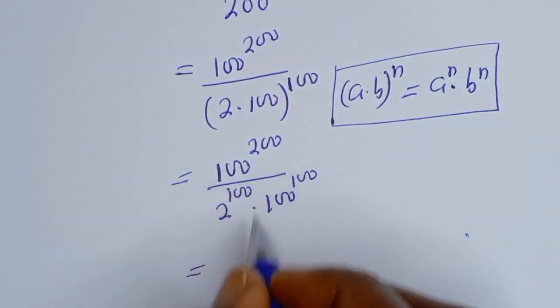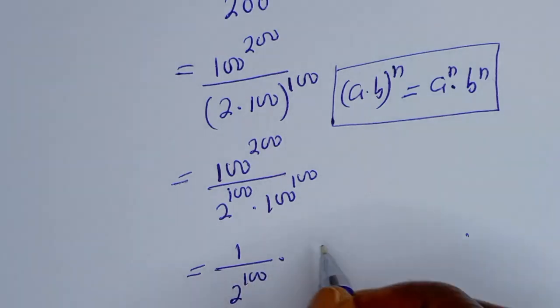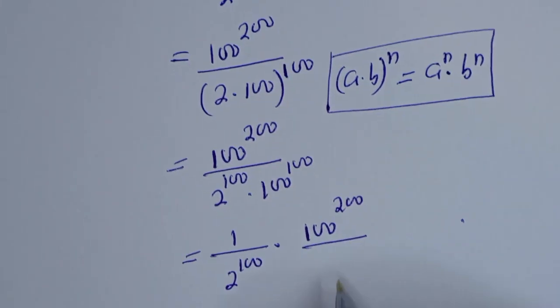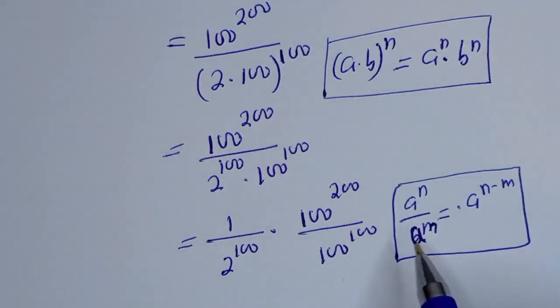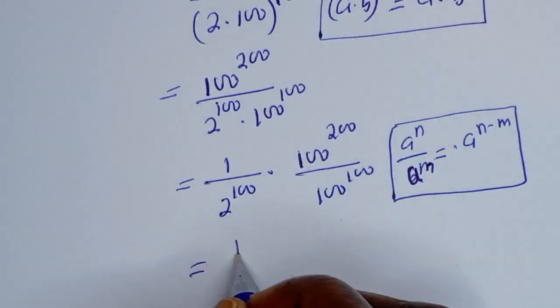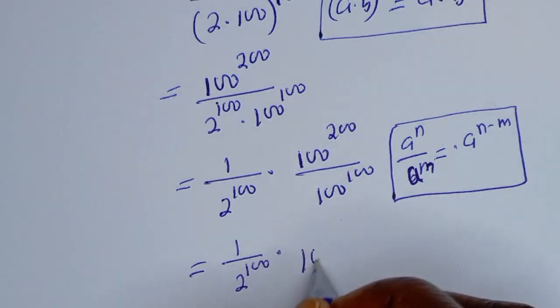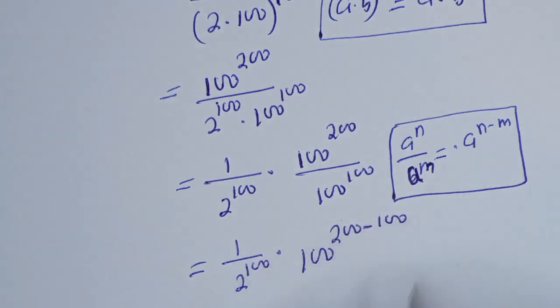Then this is equal to 1 over 2 to the power of 100 multiplied by 100 to the power of 200 divided by 100 to the power of 100. Now if you have A to the power of n divided by A to the power of m, this is equal to A to the power of n minus m. Then we have 1 over 2 to the power of 100 multiplied by 100 to the power of 200 minus 100.